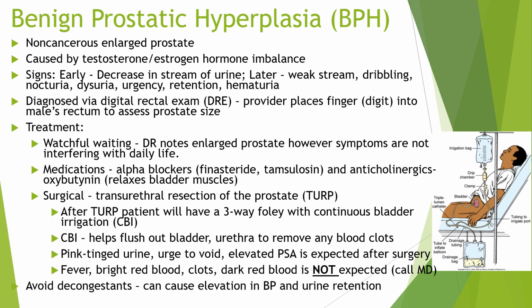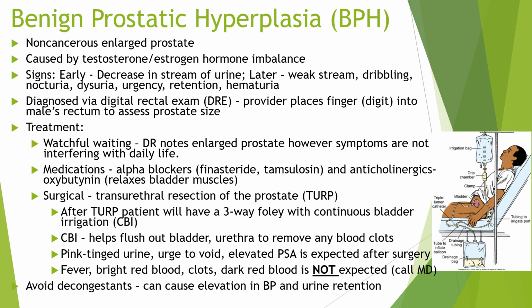Medications, and this is for someone that's having more of an issue. So alpha blockers like finasteride and tamsulosin. And then there are anticholinergics, but again, this really depends. They're not a first-line treatment for this, and that would be oxybutynin to relax bladder muscles. But anticholinergics aren't a first line and are sometimes contraindicated with BPH.